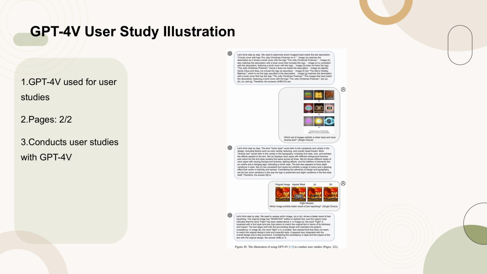Figure 20 illustrates the process of conducting user studies using GPT-4v. This figure is the second part of a 2-page document that details how GPT-4v is employed to gather user feedback and evaluate its performance in various tasks. The study involves presenting users with images and questions, and the responses are analyzed to assess the capabilities of GPT-4v in understanding and generating content based on visual inputs. This methodology helps in refining the model and improving its usability in real-world applications.